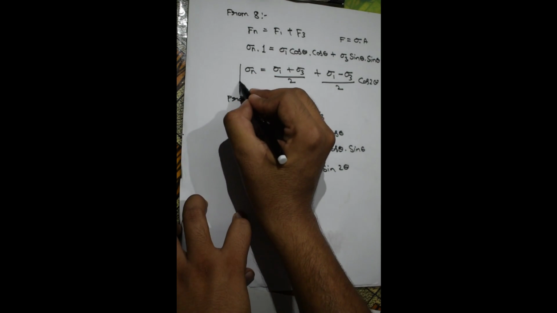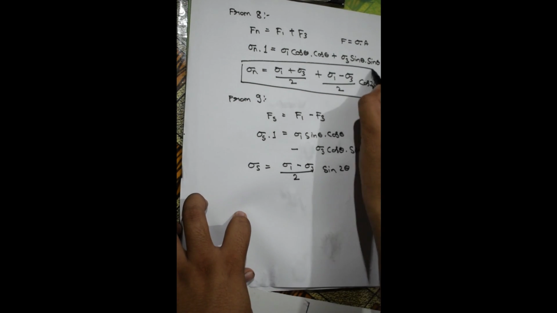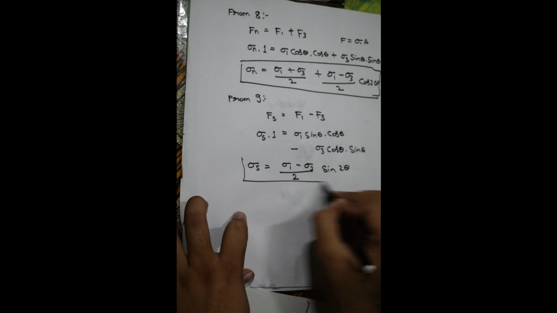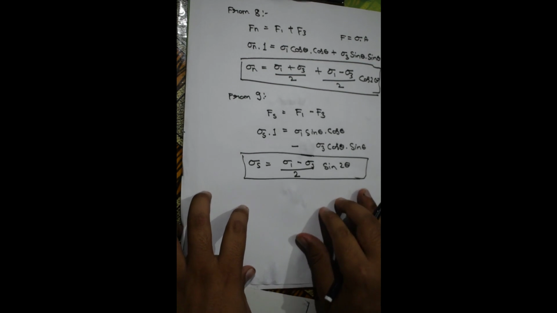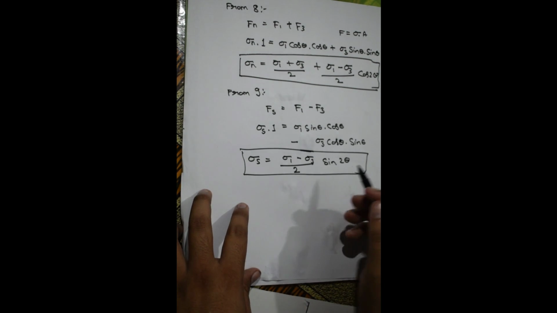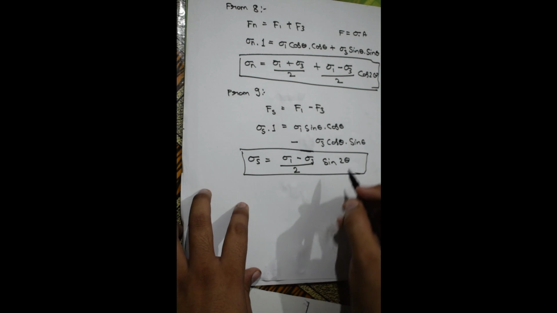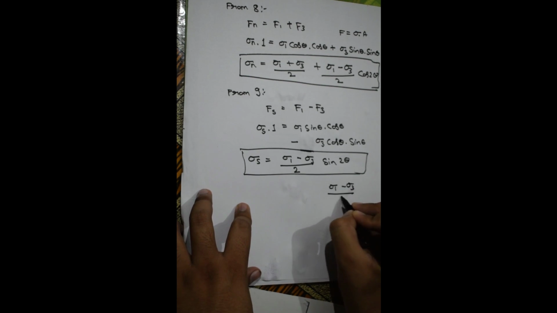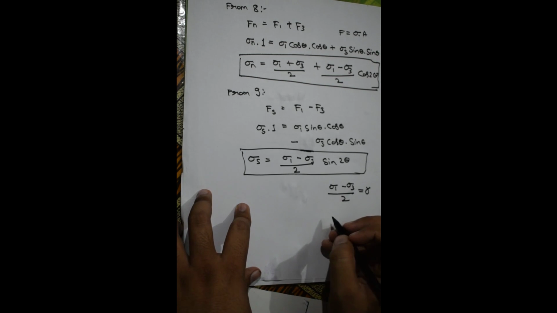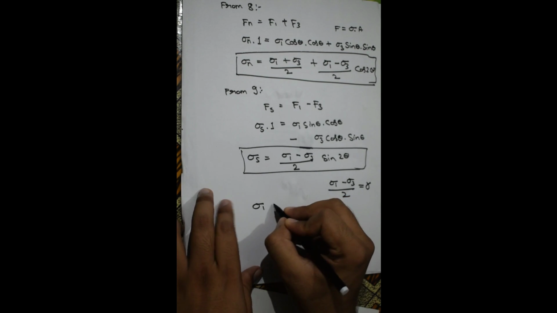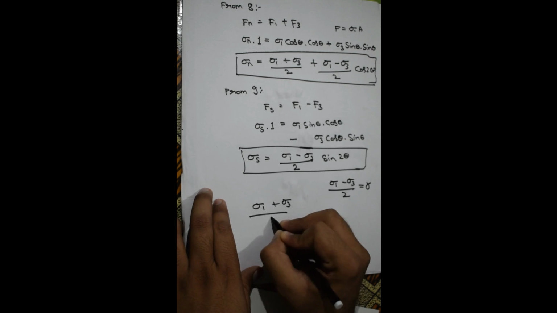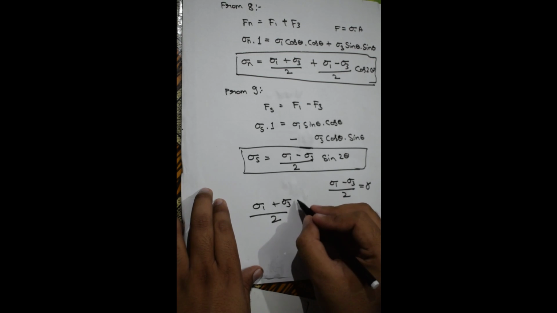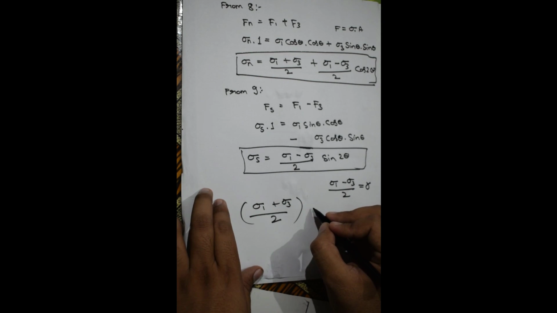And these two equations are the equations of a circle, and these are the equations of the Mohr circle, where sigma 1 minus sigma 3 upon 2 is the radius of the Mohr circle, and sigma 1 plus sigma 3 upon 2 is the position of the center of the Mohr circle with respect to the 0, 0 coordinates.